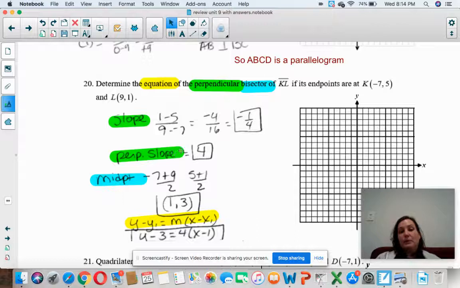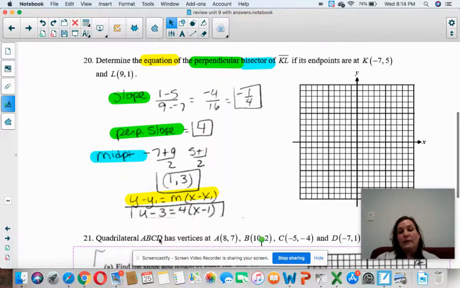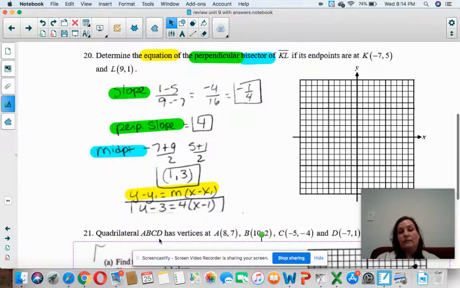But since it's perpendicular, I have to flip it and change the sign. So when I flip it, it's 4 over 1. I just don't have to write that 1. All right, so to write an equation of a line, remember you need 2 things. You need a point and a slope. The point is my midpoint. The slope is my perpendicular slope. So I plug in the 4 for my slope, and I plug in 1 for x1 and 3 for y1, and that's my equation of the line right there. Y minus 3 equals 4, parentheses x minus 1.